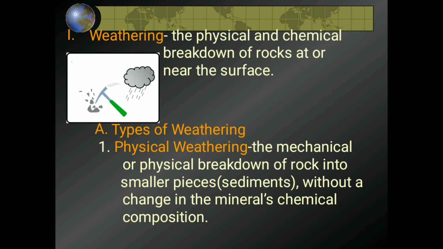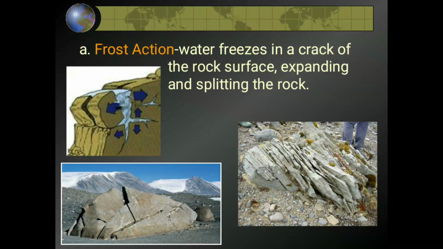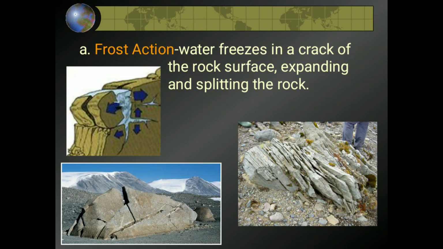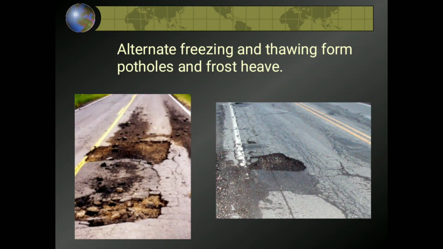Types of weathering. Physical weathering: the mechanical or physical breakdown of rock into smaller pieces, sediments, without a change in the mineral's chemical composition. Frost action: water freezes in a crack of the rock surface, expanding the rock. Alternate freezing and thawing form potholes and frost heave.